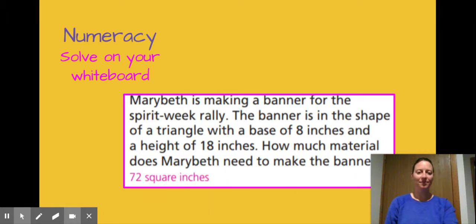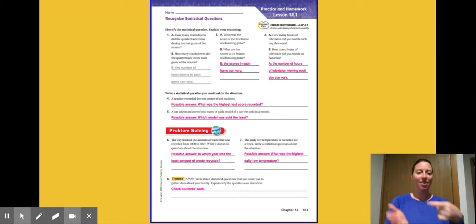This page is just showing you your practice and homework that you did the other night, so I'm going to move on.